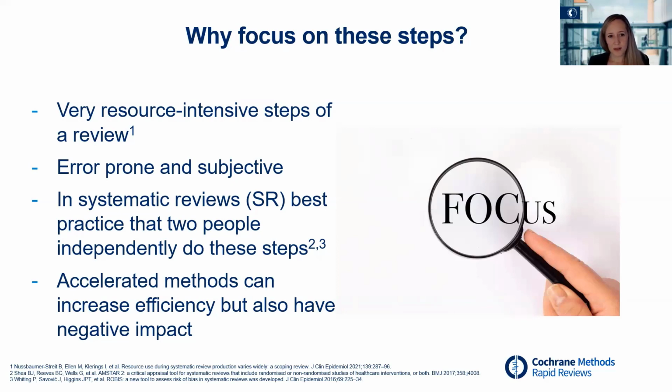Another reason why these steps are very important is that they are error-prone and subjective, and this is especially relevant if these steps are conducted by one person alone. And in traditional full systematic reviews, the best practice is that two people independently do study selection, data extraction, and risk of bias. But within the rapid review, there are certain accelerations and abbreviations, and one could be that a proportion of these tasks are done only by one person. So these accelerated methods can increase efficiency, but they can also have negative impacts, and that's why we need to use them carefully.